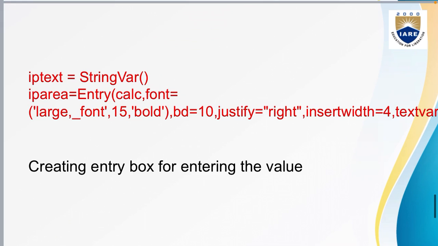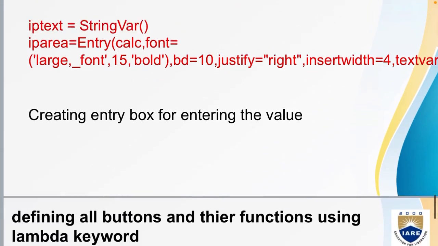Here we are creating an entry box. The code goes like this: ip text is equal to StringVar, ip area is equal to Entry of cal. Cal is the window name, comma, font. Font is large font. A font name is large font, size is 15 and bold. We can add something like italic, underline, and etc. as per our need.